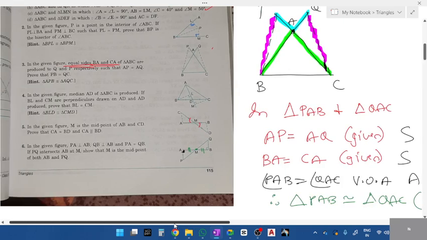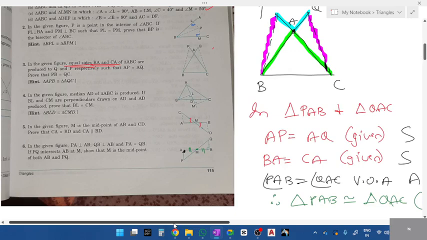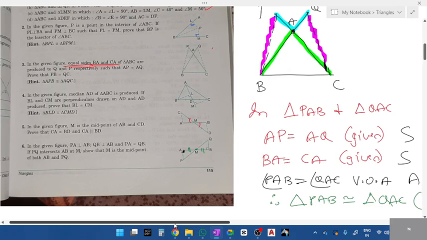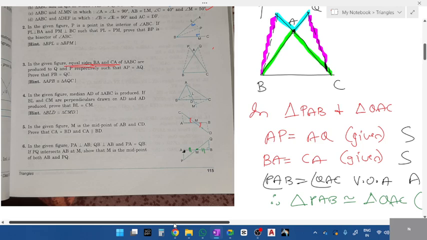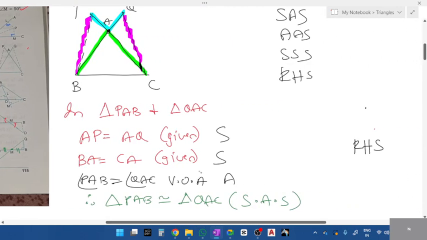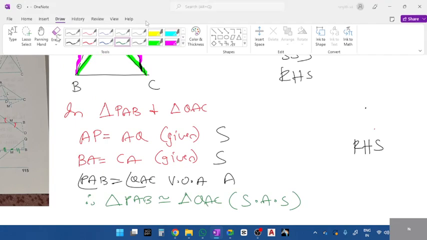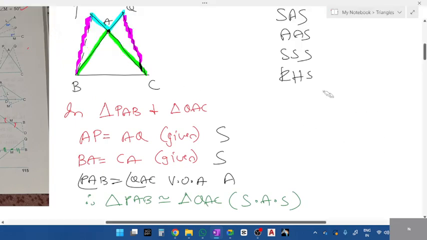Wait. What you have to prove here? PB is equal to QC. If they are congruent, do you think the third side will be equal? PB will be equal to QC, right? Yeah, just copy that and write. Therefore, PB is equal to QC. And what is the criterion you have to write? Correct. CPCT, that's it.